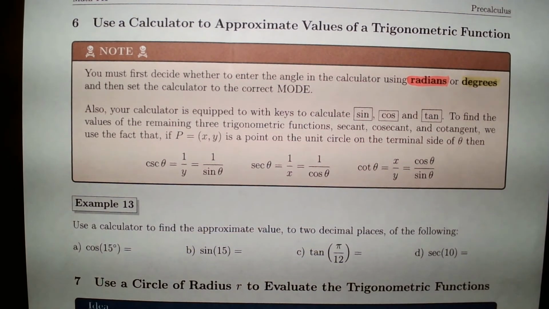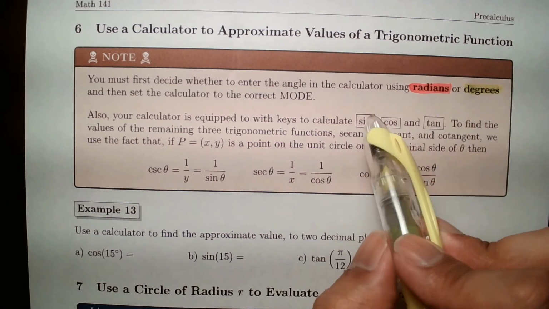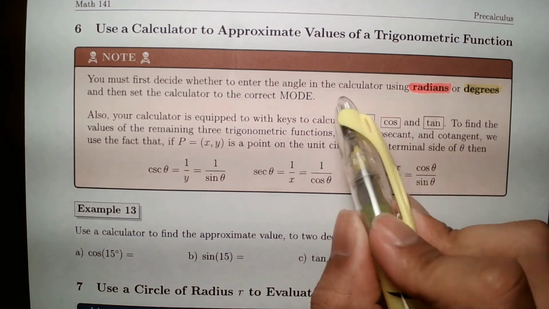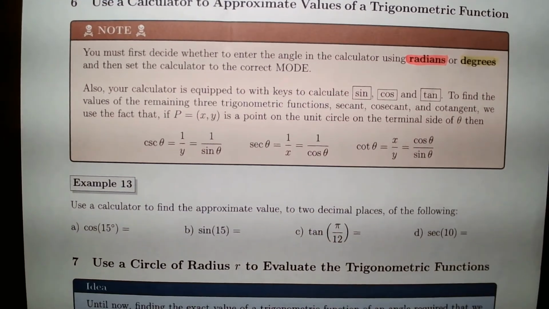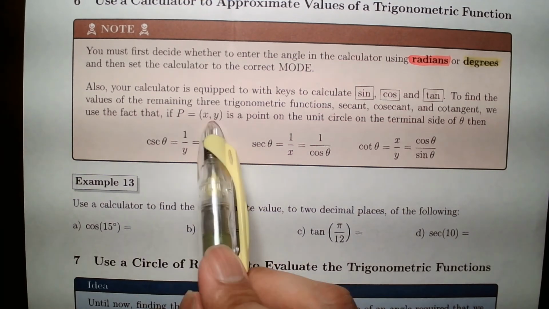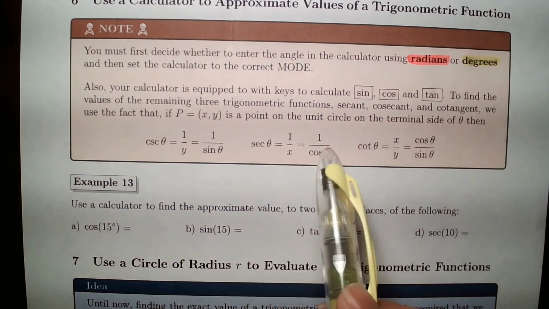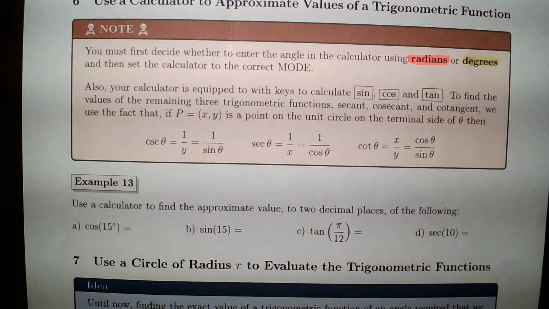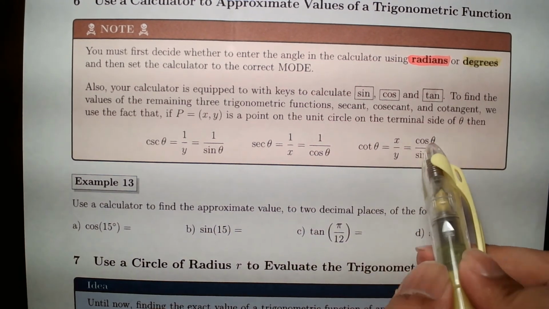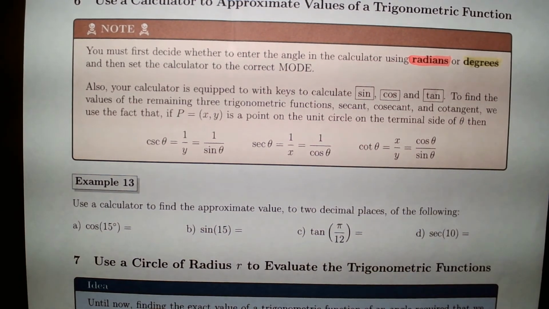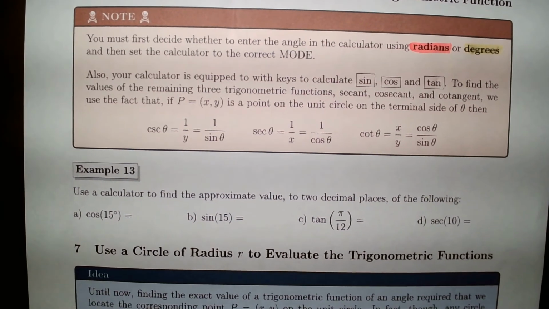Our calculator is equipped to only calculate sine, cosine, and tangent. But of course, we know formulas to calculate cosecant, which is the reciprocal of sine, and secant, which is the reciprocal of cosine, and likewise for cotangent, which is the reciprocal of tangent.